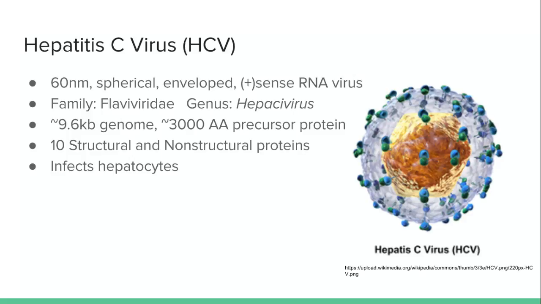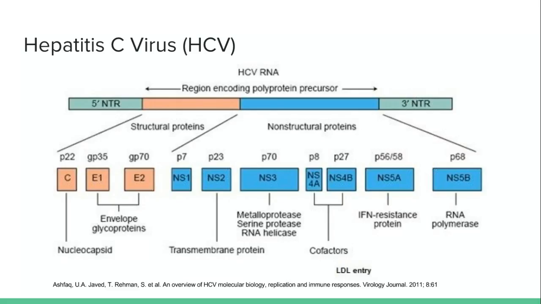The hepatitis C virus itself is a 16 nanometer, spherical, enveloped, positive sense RNA virus. It's of the family Flaviviridae and has its own genus of Hepacivirus. It's around a 9.6 kilobase pair genome, which can encode a 3,000 amino acid precursor protein. Now, that precursor protein can be broken down into 10 structural and non-structural proteins that are involved in viral replication and pathogenesis. The main goal of this virus is to infect hepatocytes and spread on to the next one.